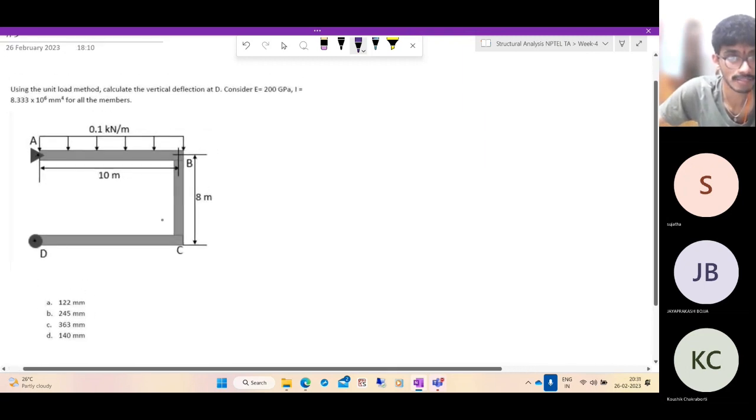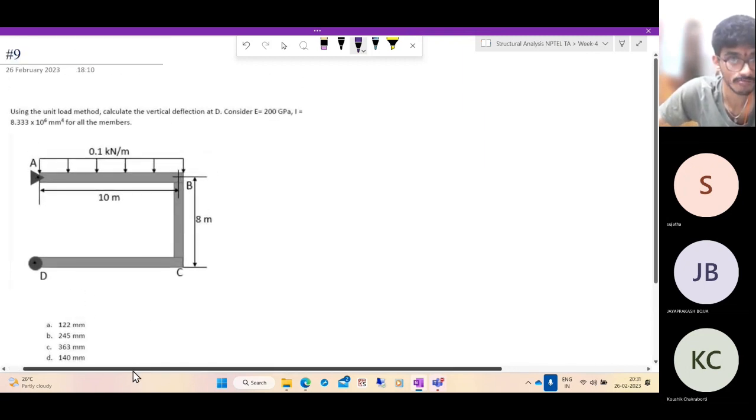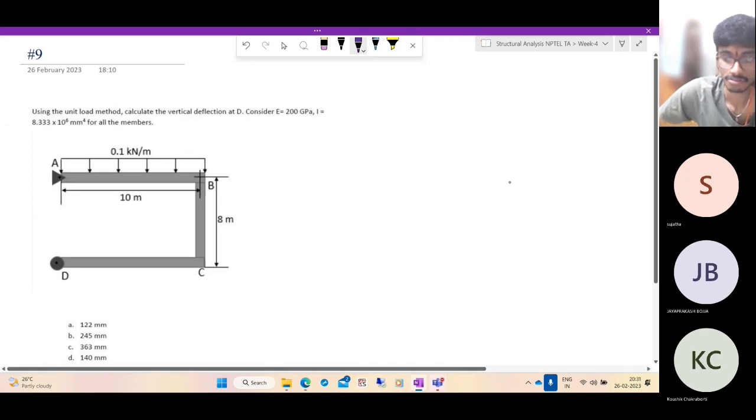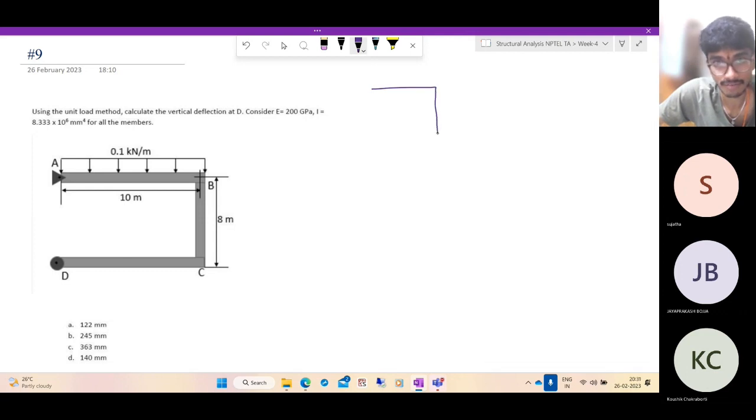So using the unit load method, calculate the vertical deflection of the point D. Let's do it quickly. This is the structure. You're applying a uniformly distributed load here, which is 0.1 kilonewton per meter. This is free to roll. It doesn't have a vertical restraint. So the vertical reaction to this comes only at this point.